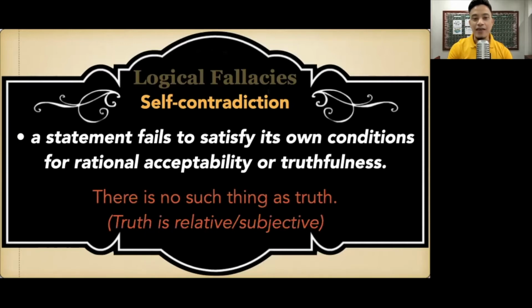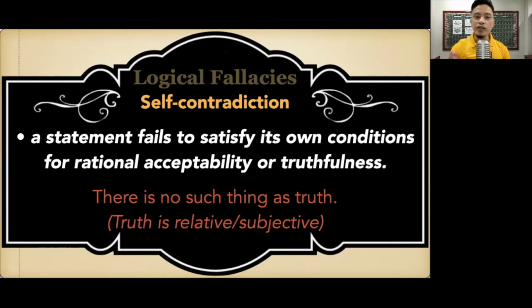Here's more. There is no such thing as truth. This is the typical argument of those people who say that everything is subjective or everything is relative. They say that truth is relative, and the implication is that when truth is relative, that means I have my own truth, you have your own truth. There is really no truth in existence because we all have our own truth.